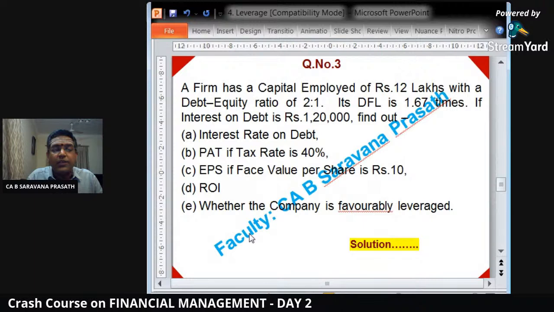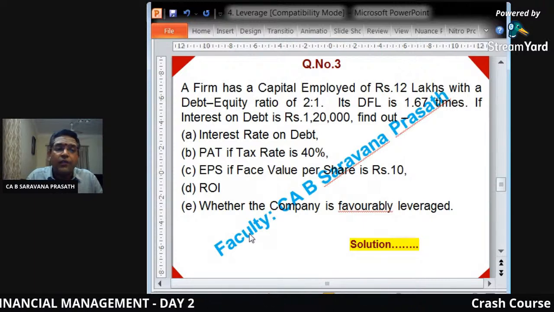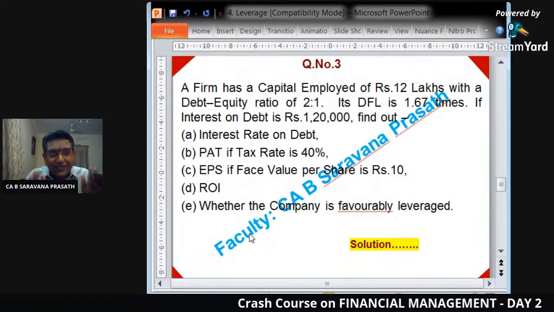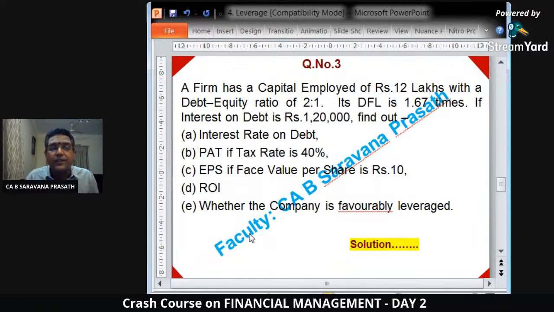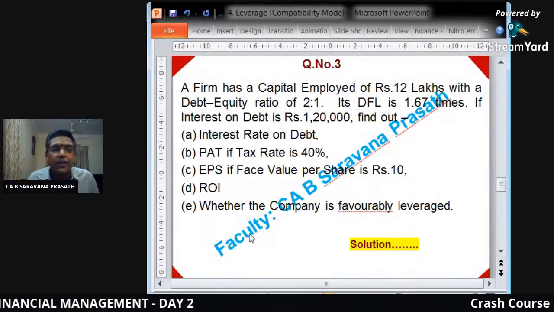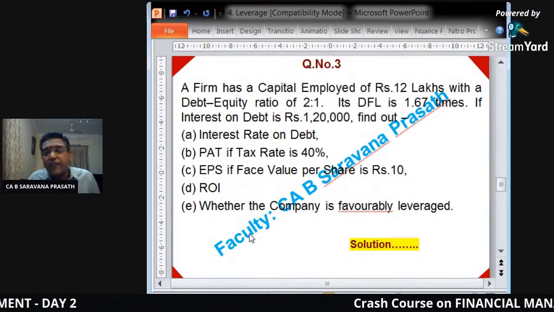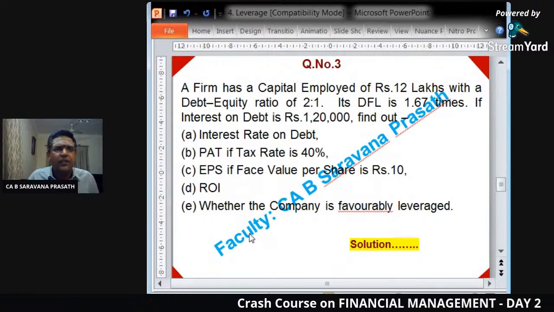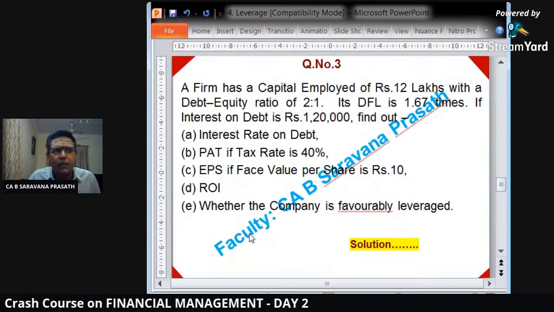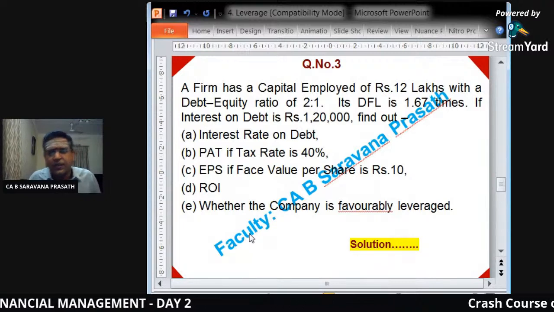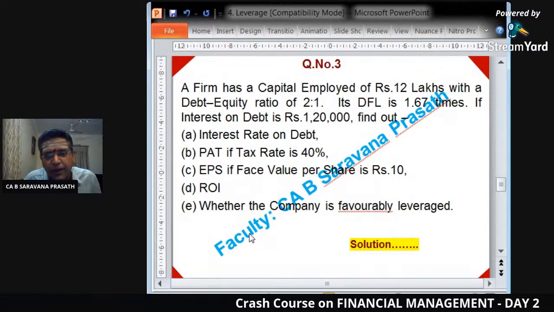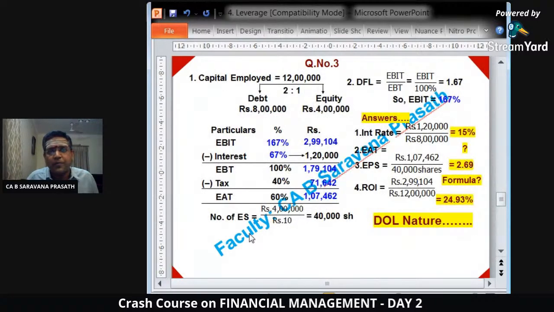ROI is equivalent to return on investment, also referred to as return on capital employed. Both are same. Return on investment, ROI, is equivalent to return on capital employed, ROCE. The next one, whether the company is favorably leveraged. We'll make some calculations and understand all this. So let's look at the procedure involved. I have the slide showing the computation. I will explain, then you can work on it.